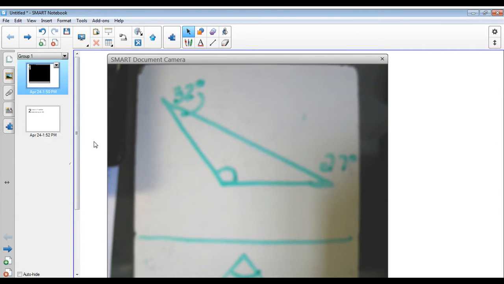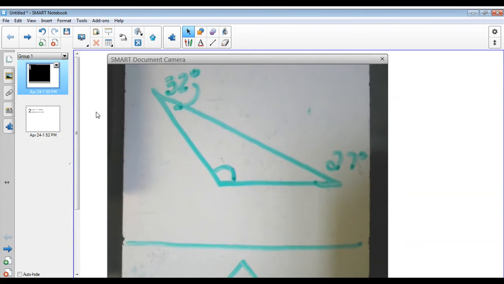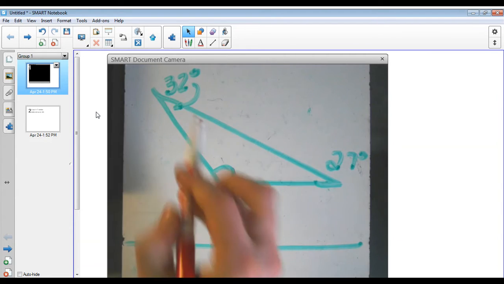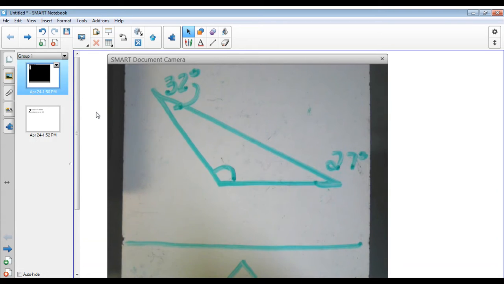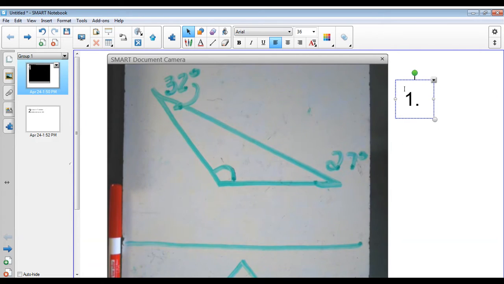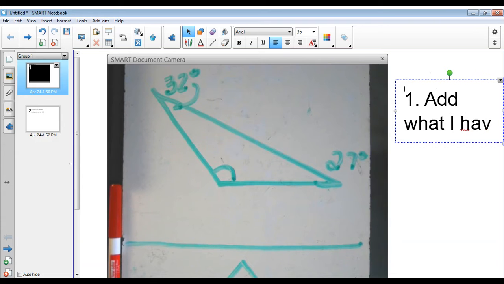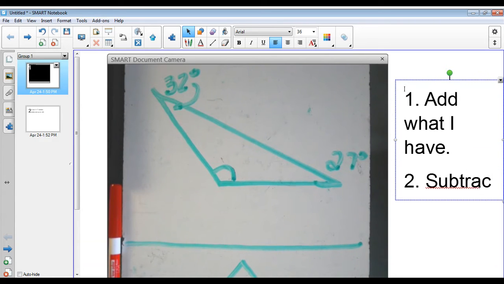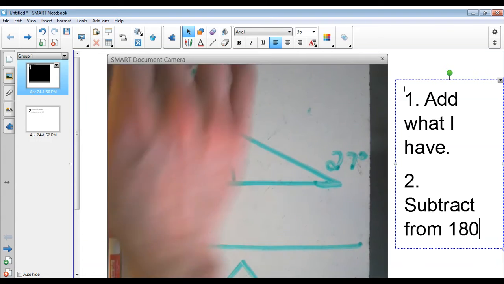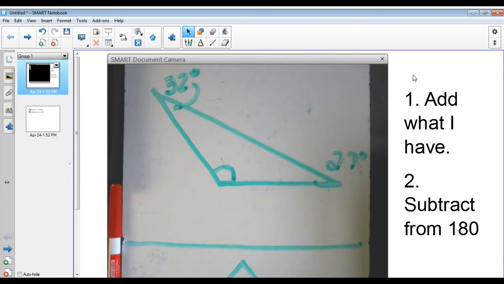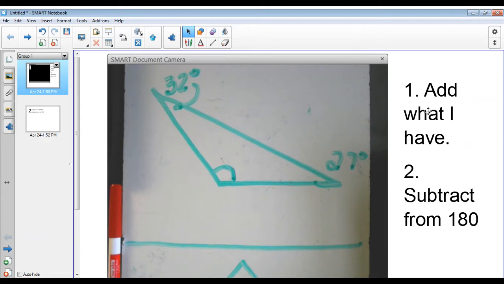So right here on the document camera, I have this triangle drawn out, and it's an obtuse triangle. And we have a 32-degree angle and a 27-degree angle. So how am I going to find this missing angle? I'm going to add up what I have and then subtract from 180. So those are my two steps, okay? Add what I have and then subtract from 180. Those are my two steps in pretty much every problem that we're going to be dealing with today.